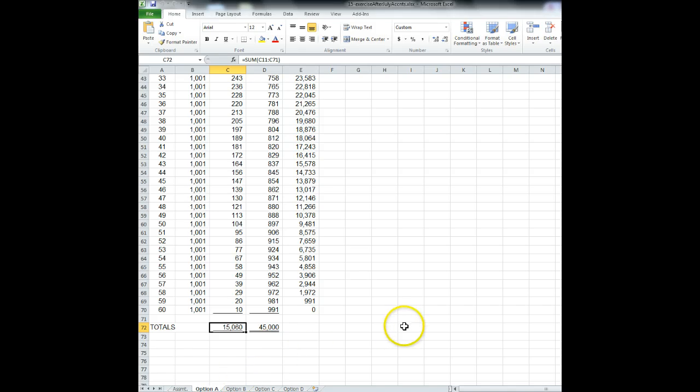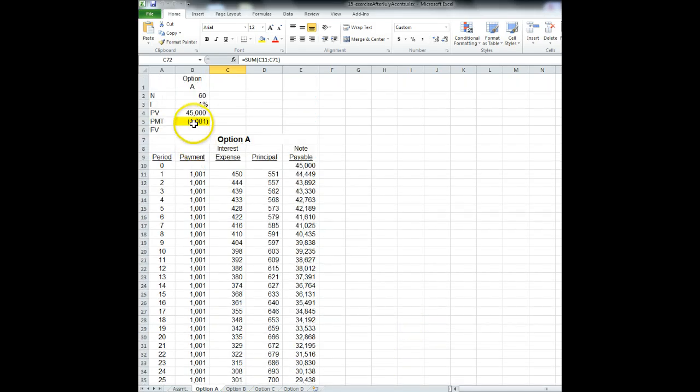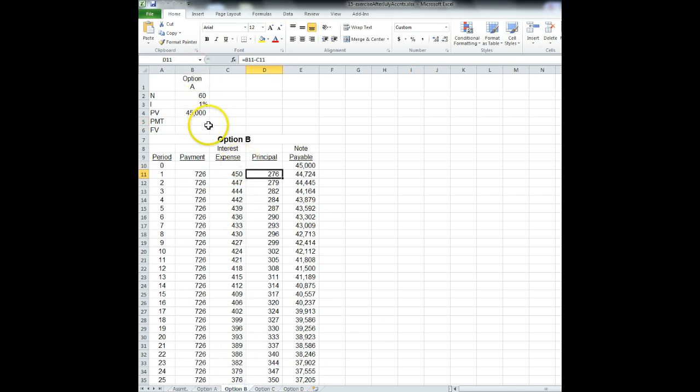Okay, and then in option B, we're going to keep it pretty much the same, except we're going to change the payment. And you do not have to calculate. So no longer are you actually calculating your payment. You don't really need to do anything up here. But we're going to have the same schedule, except instead of $1,001, you're told to use a payment of $726. Notice your interest expense is the same for the first year. It's 1% of your beginning balance.